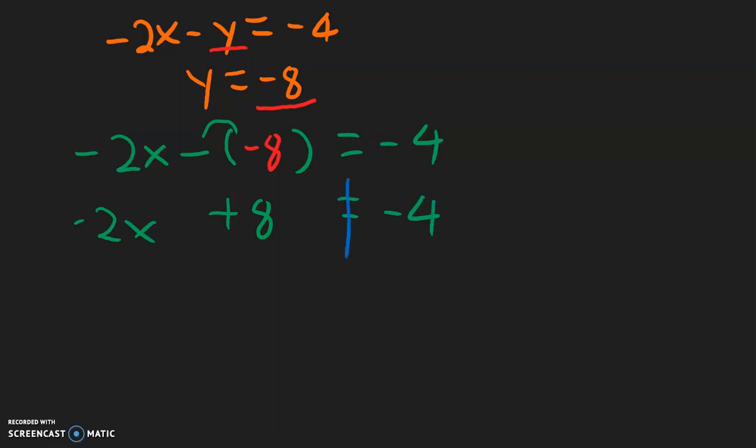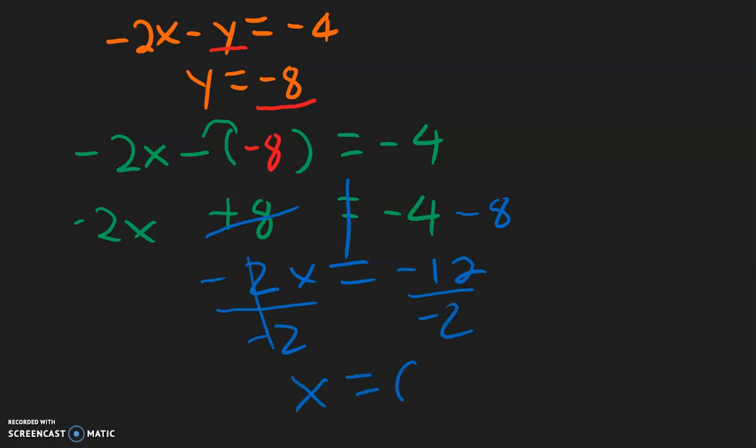And now, to get x by itself, we need to first move the 8 to the other side, becomes -8. Then we have -2x equal to -12. Then divide both sides by -2, so we can get the x by itself. We have x equal to positive 6. And so our solution is going to be x is 6 and y is going to be -8.